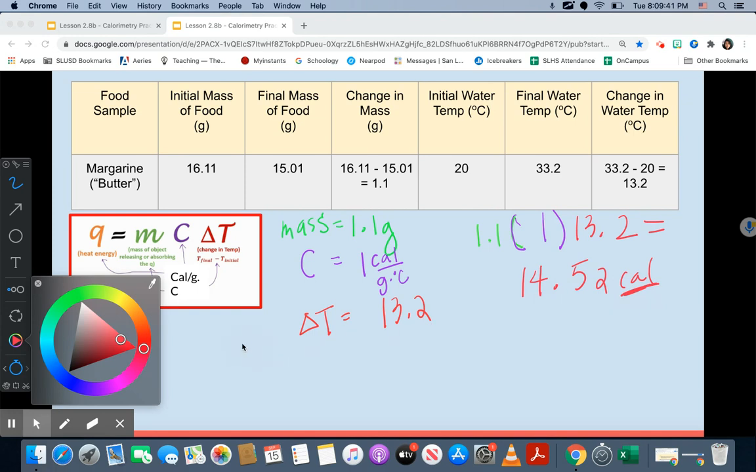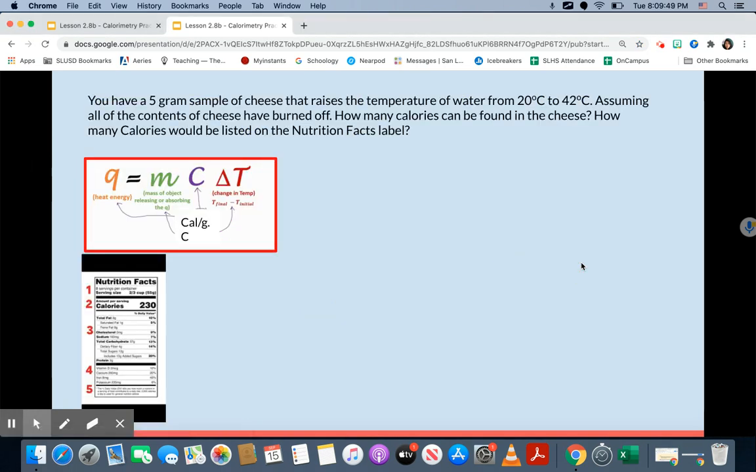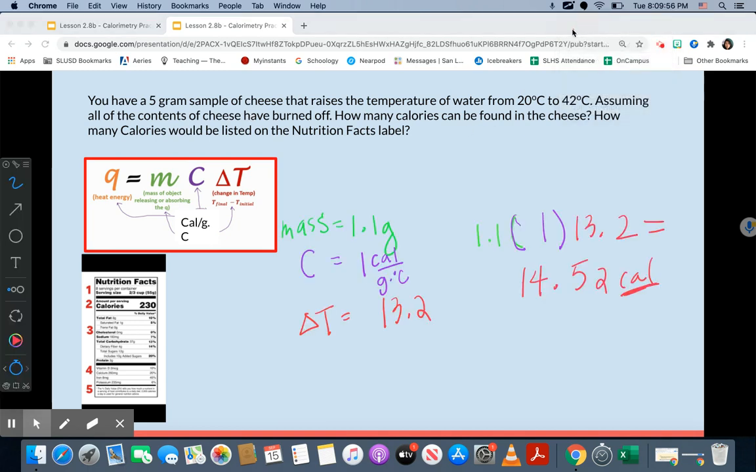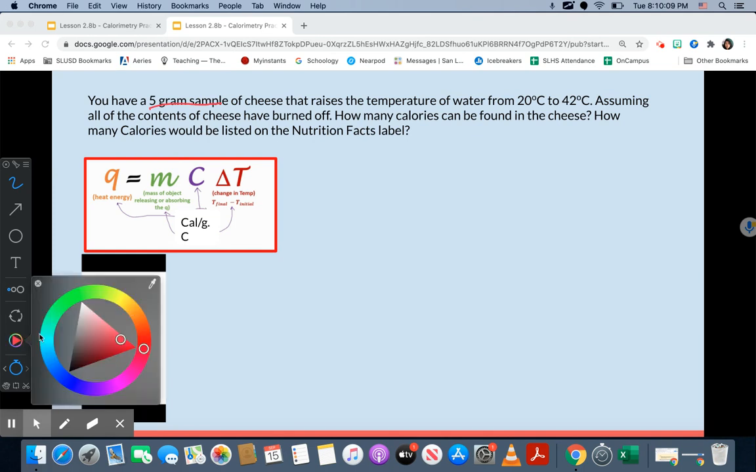So let's work on a problem that's a little more realistic. Okay, so this time for this particular problem, notice that I have a 5-gram sample of cheese. So I know that my starting mass of the cheese is 5 grams. So let me actually change this to green so it matches the units. 5 grams.